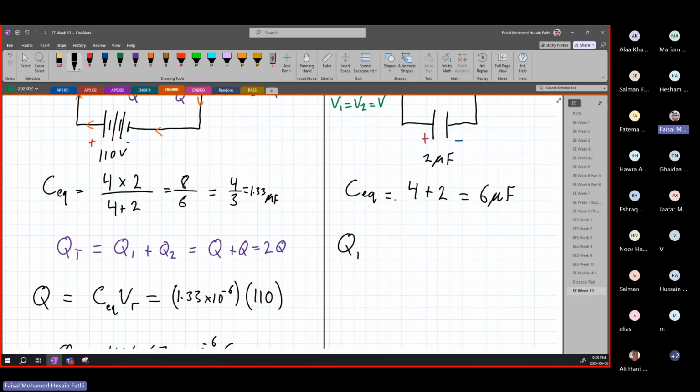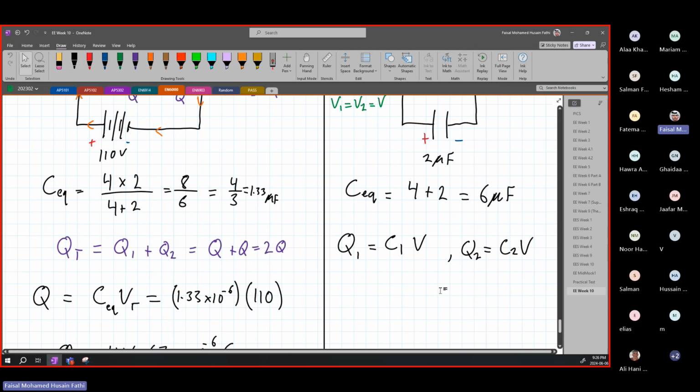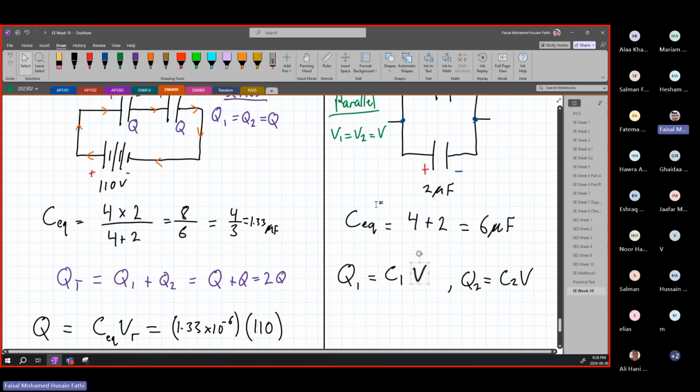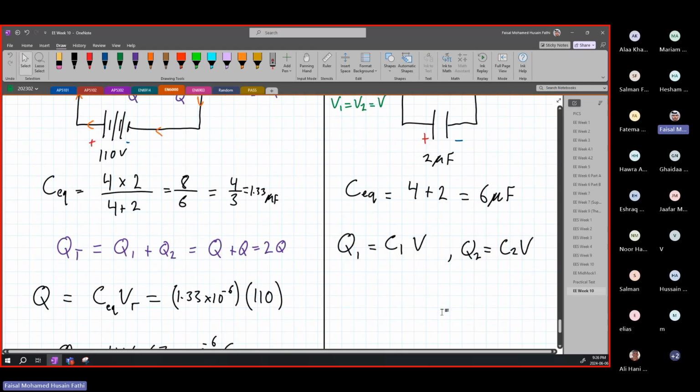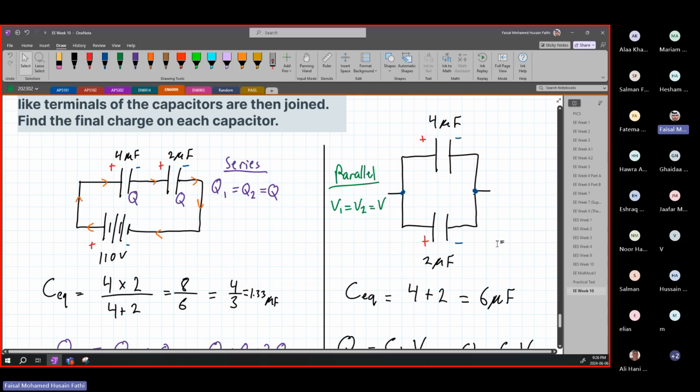For example, let's say Q1 is going to be equal to C1 times V, and Q2 is going to be equal to C2 times the voltage V. Okay? So Q1 is going to be equal to C1V and Q2 is going to be C2V. Why just V? Because V is the same for both. So this is in the case of parallel now, when two capacitors are connected in parallel.